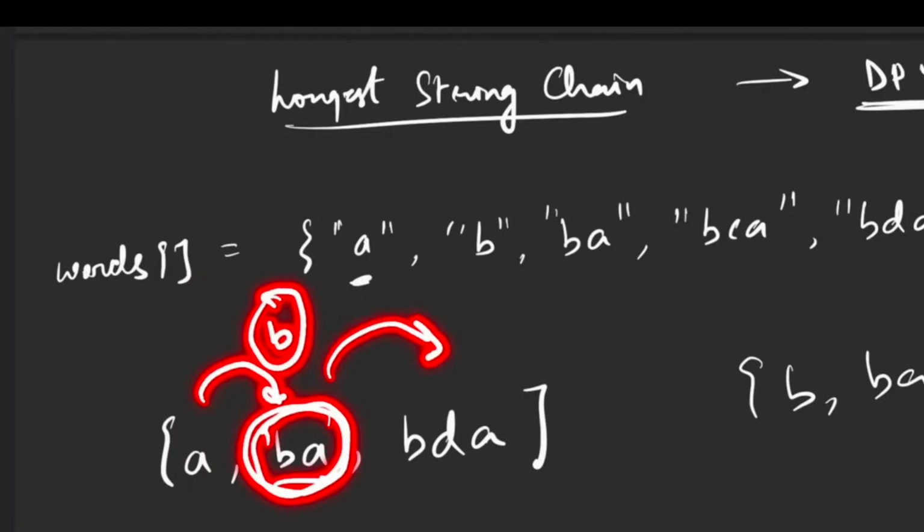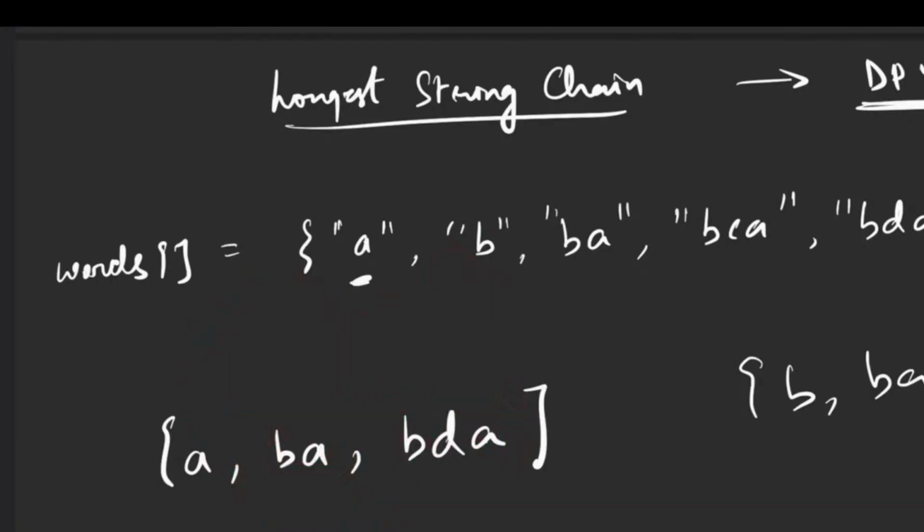After that, if I insert D, I get BDA. And the insertion can be done anywhere. Like if I insert D in between, I get BDA. Similarly, if I insert B, I get BA. Similarly, if I insert C, I get BCA. I insert A, I get BA. I insert C, I get BCA. So that is string chain.